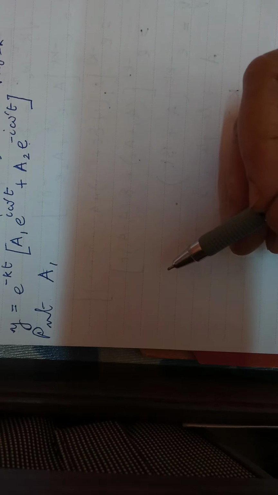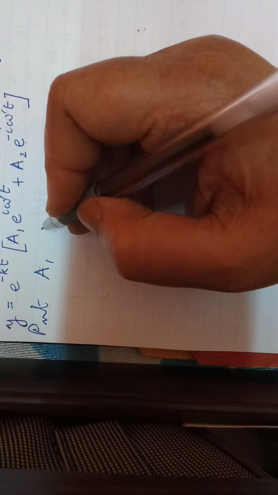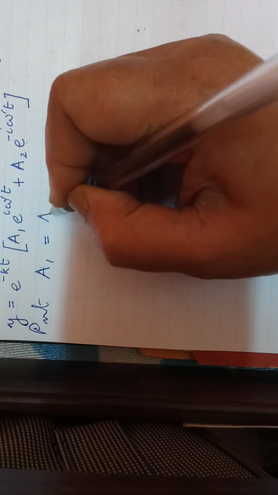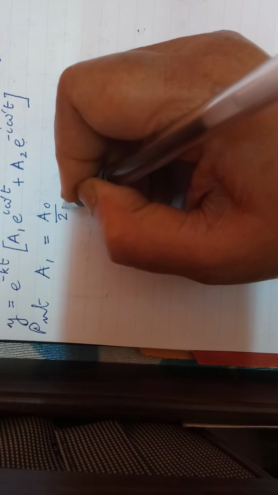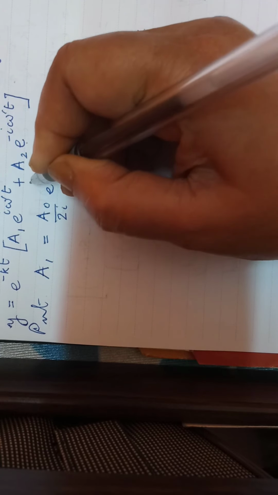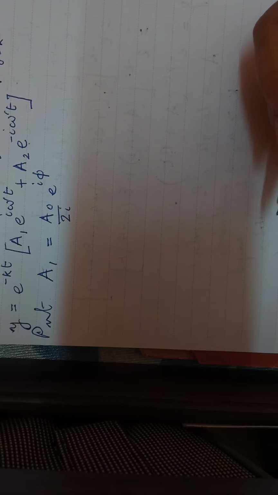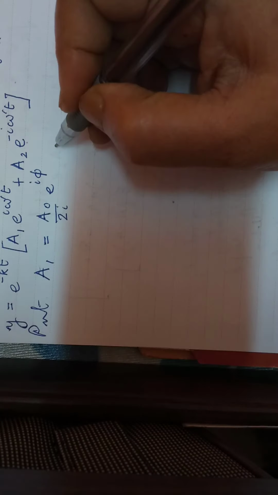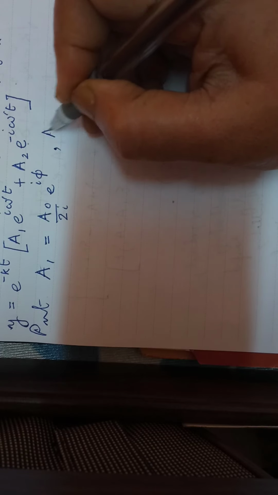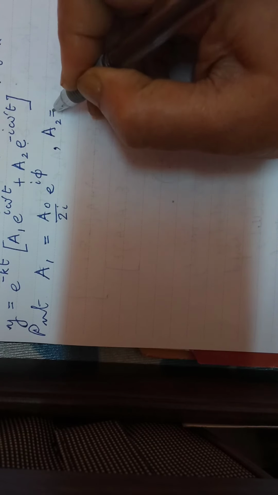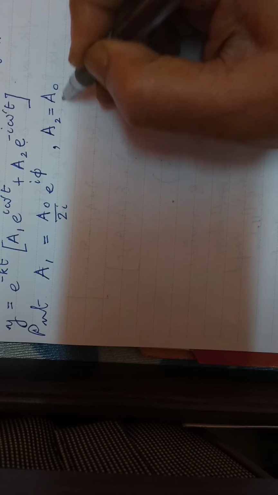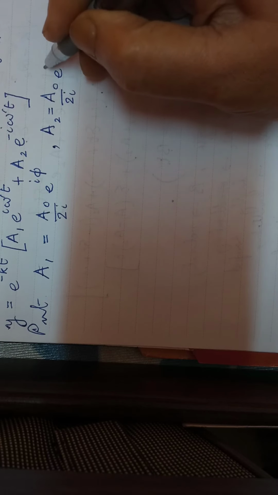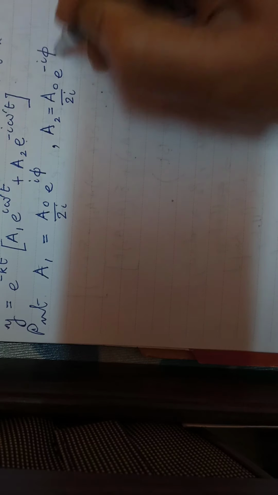So what do we do now? We put a1 equal to, it's a mere substitution, a0 by 2i e to the power i phi. Now, various books will have various kinds of methods. You can follow any method which you think convenient. This is one method that I am following. And a2 is equal to a0 by 2i e to the power minus i phi.